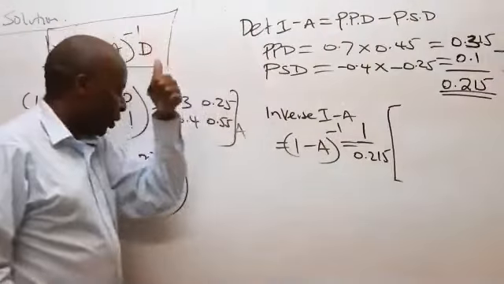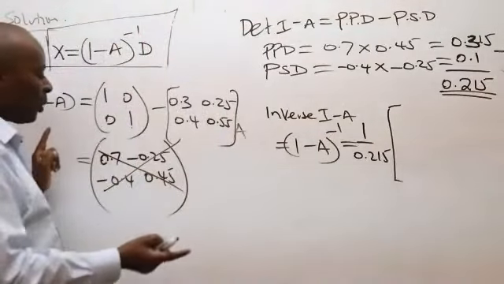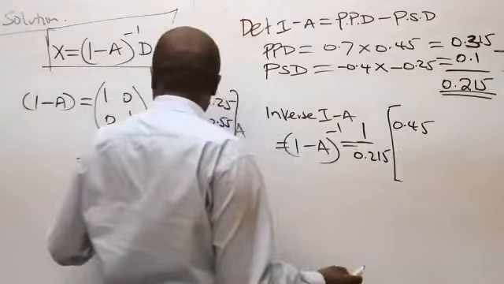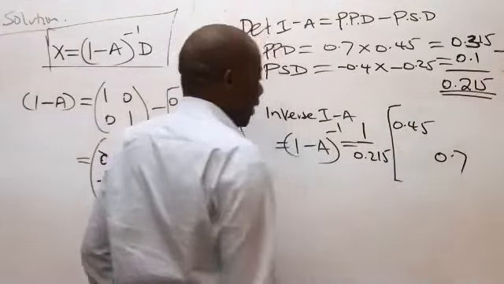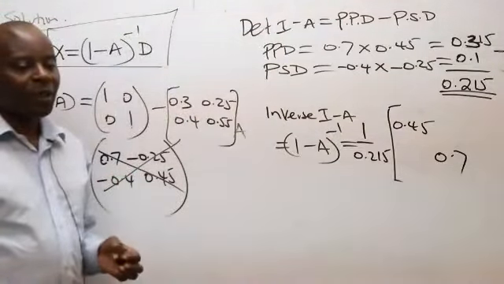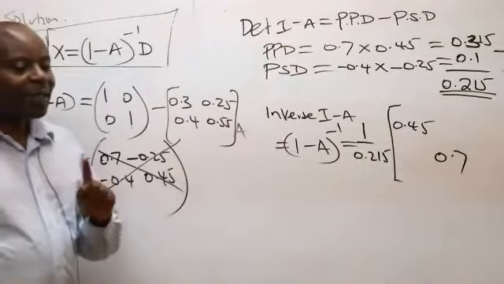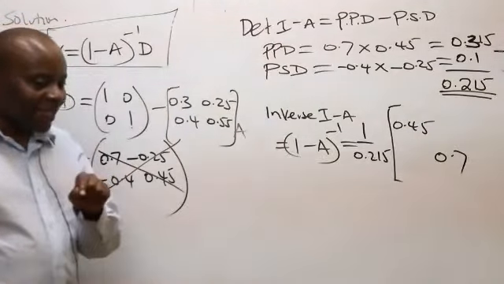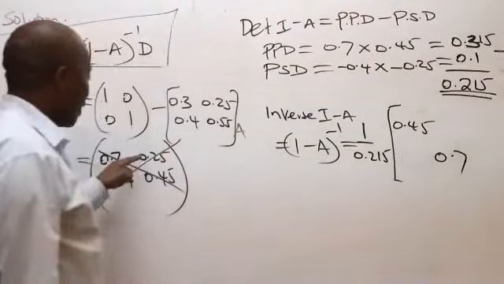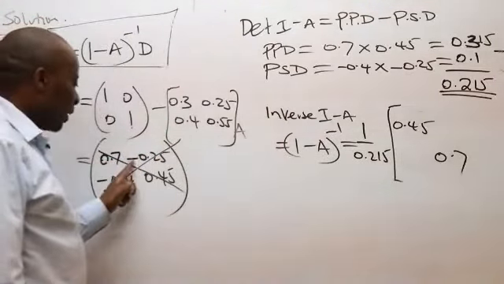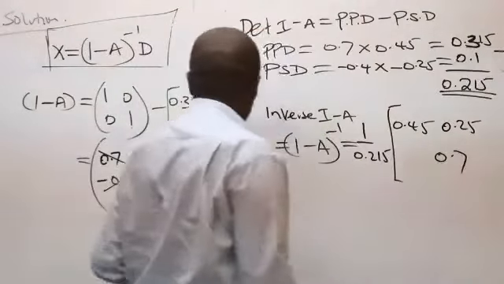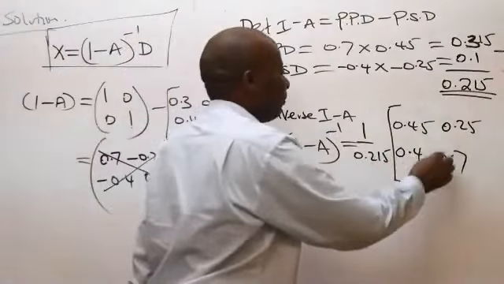Gertrude has watched that video. Primary elements, we always swap them, swapping the respective positions. So 0.45 goes up there, 0.7 goes up there. How about secondary elements? We change their signs. We retain their positions, but we change their signs. This was negative, so we have here 0.25, and here we have 0.4.